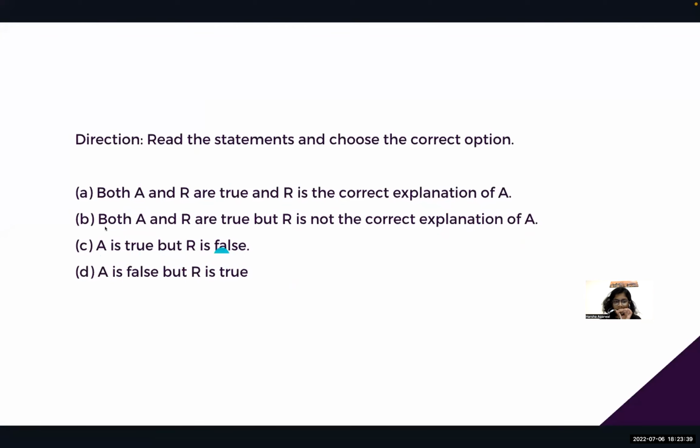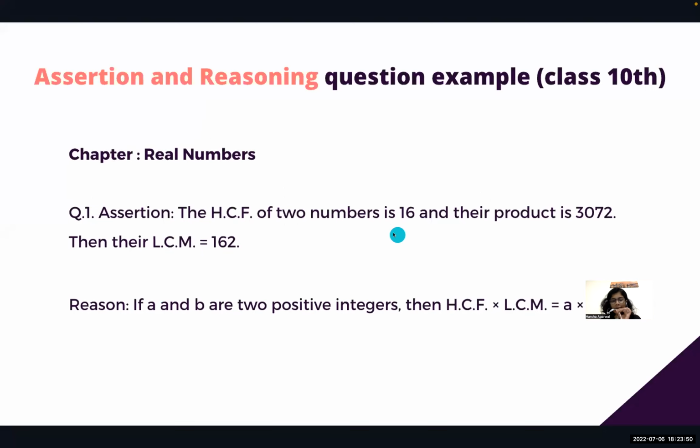So it should be answered in this format, in MCQs. The options you devise for the students should be in this format: assertion and reasoning, same across all the subjects. Okay, I'll show you an example right now.